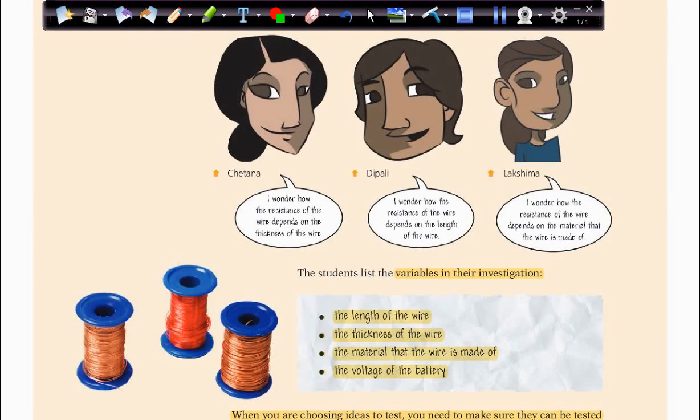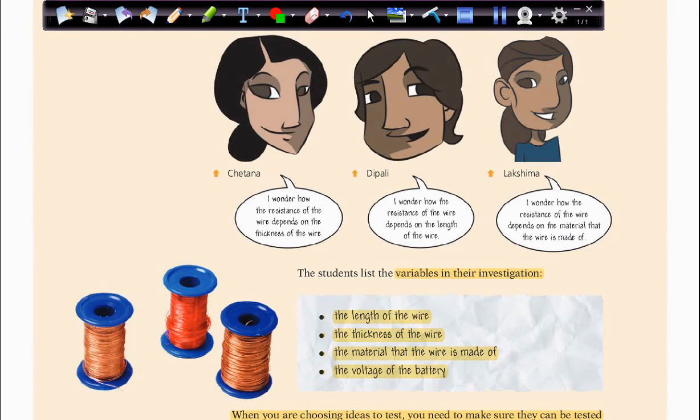These are their ideas. Chaitanya said, "I wonder how the resistance of the wire depends on the thickness of the wire." Dipali said, "I wonder how the resistance of the wire depends on the length of the wire." And Lakshima said, "I wonder how the resistance of the wire depends on the material that the wire is made of." So all these questions are scientific questions, and they selected questions that they can collect data about. So they can get their answers, okay?